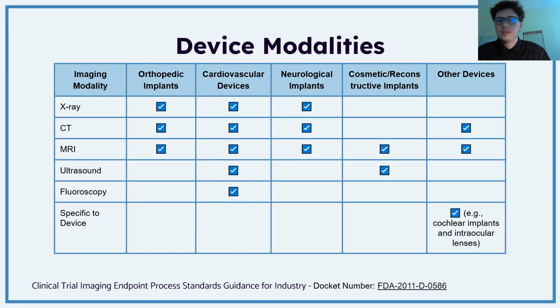For cosmetic implants, MRI is going to be pretty much king due to the soft tissue differentiation. And then for our cochlear implants and intraocular lenses, it's going to be a little bit more specified. For cochlear implants, CT and MRI are going to be useful, but it can cause complications, as will be discussed later. And for intraocular lenses, it's just a special case. We usually use OCT, optical coherence tomography. And this is all drawn from the clinical trial and imaging endpoint process standards by the FDA.